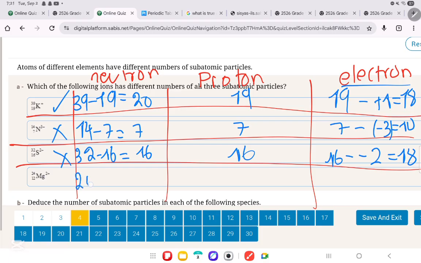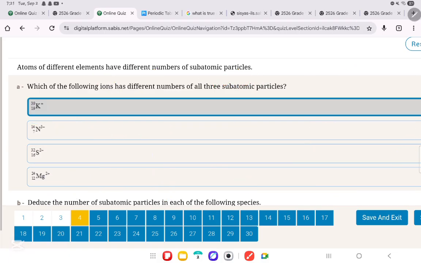Then again, this one, 24 minus 12 is equal to 12. Then you have 12 over here. And then you have 12 minus 2, sorry, not 4, 2, which is 10. Now, because of this, we will say that this is also not an option. Why? Because neutron and proton have the same number. So what's our option? Our only option is 39K plus 19.